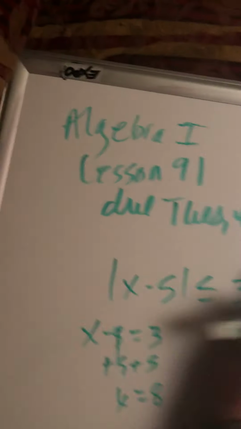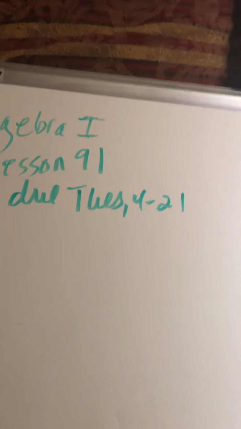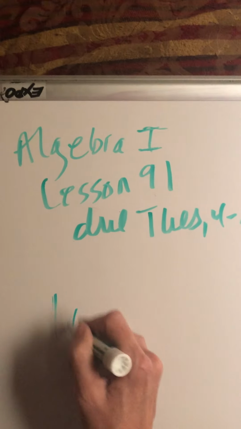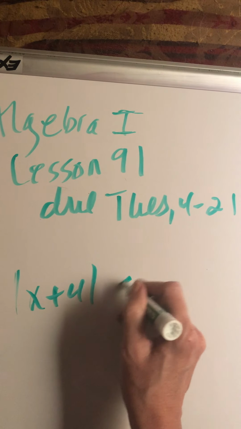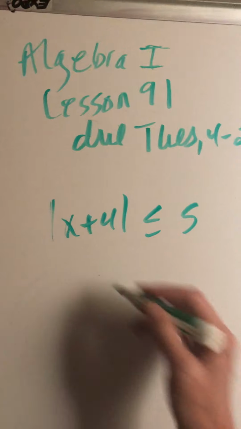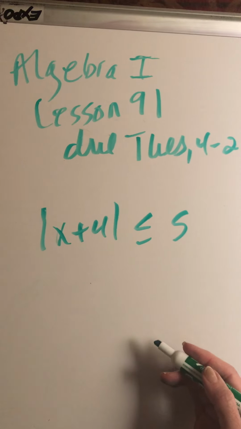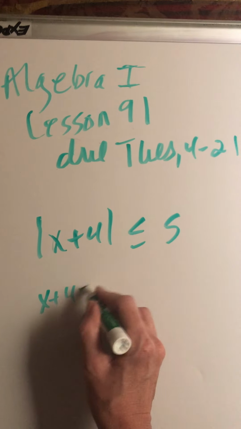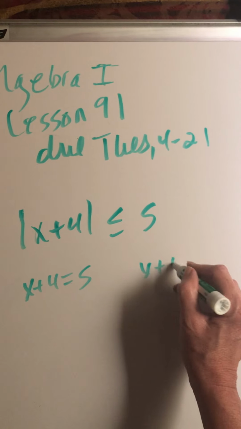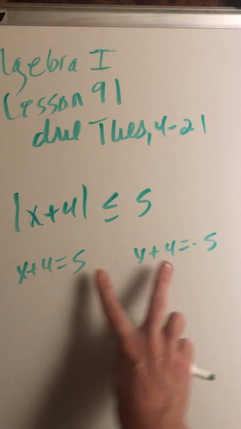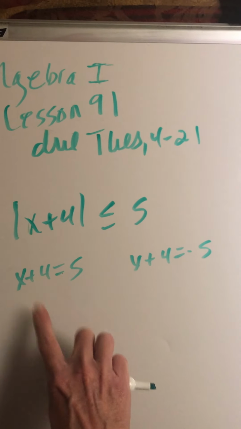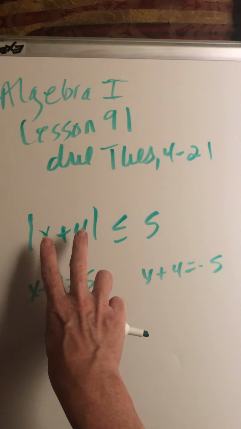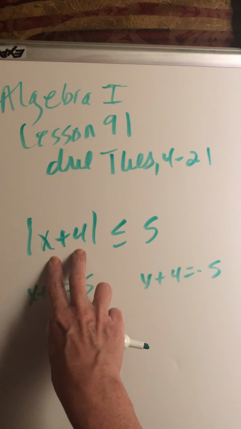Okay, let's do just a couple more of those just to make sure you're really careful, and I show you again which sign you need to change. So this is going to be a conjunction again. It's a conjunction. So I find my boundaries. X plus 4 equals 5. X plus 4 equals negative 5. Again, do not change the x plus 4. Change the 5. Because whatever's in absolute value can be 5 or negative 5.